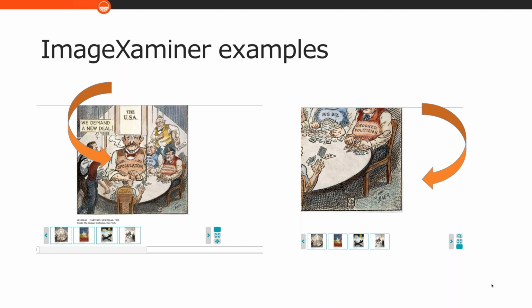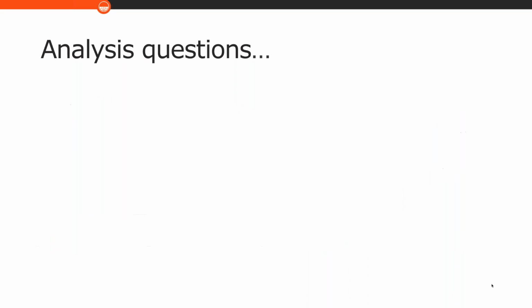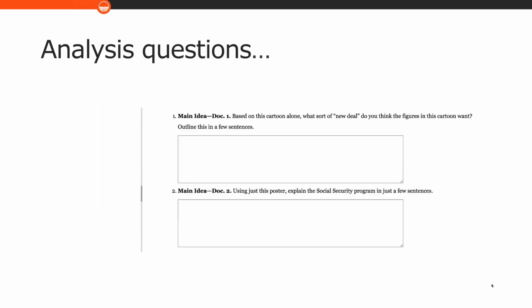So the students look at these cartoons or these visual sources, and from there they go to analysis questions. For example, in this one, we didn't see the Social Security poster, but we did see the New Deal cartoon. So students have to analyze these particular sources. Based on the cartoon alone, what sort of New Deal do you think the figures in the cartoon want? Outline this in a few sentences.